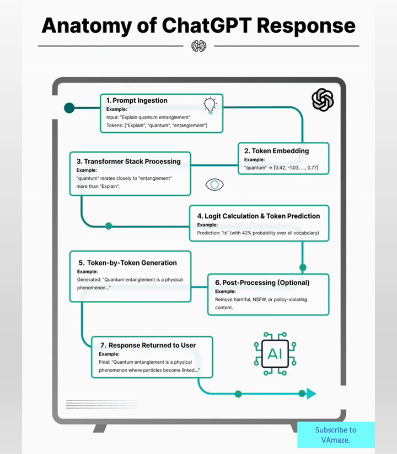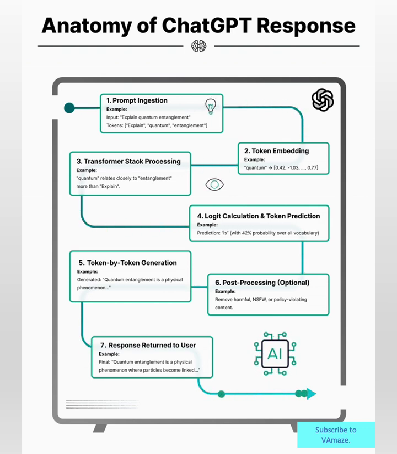Stage 3. Transformer stack processing, the heart of understanding. Here lies the core intelligence of ChatGPT, the transformer architecture that processes the embedded tokens through multiple layers of sophisticated analysis. This stage is where the AI develops its understanding of your prompt's meaning, context, and the type of response that would be most appropriate.